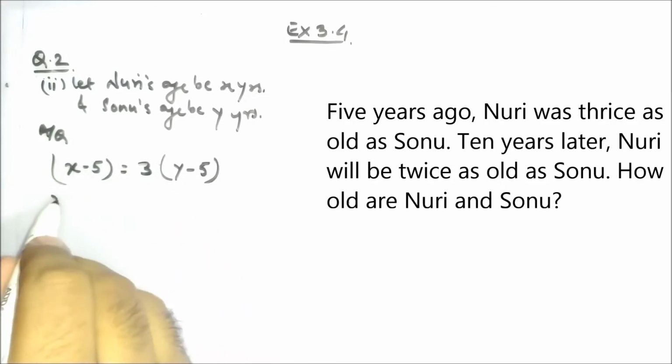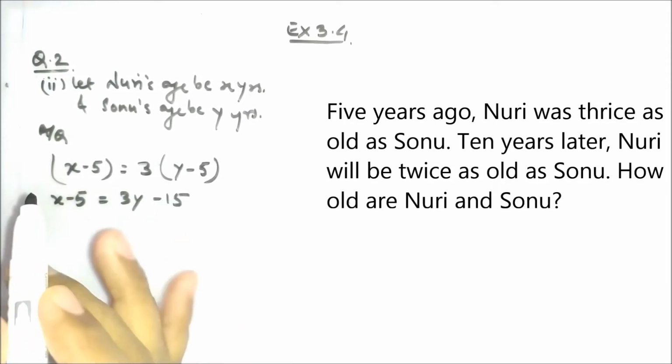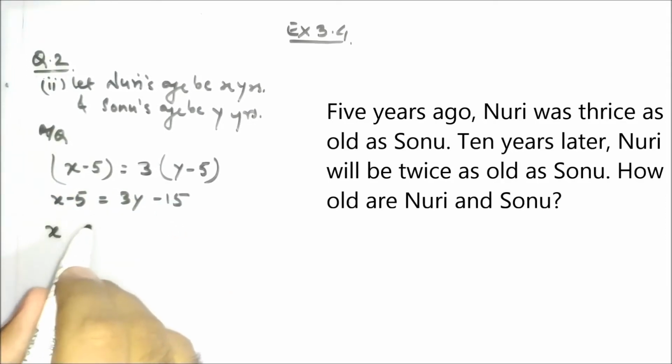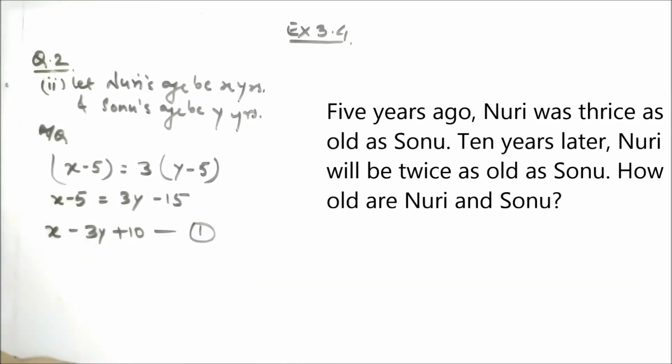So Noori's age 5 years ago is thrice Sonu's age 5 years ago. Open the brackets. This will be x minus 5 is equal to 3y minus 15. Bring everything to one side. That will be x minus 3y plus 10 equal to 0. This is your equation number 1.